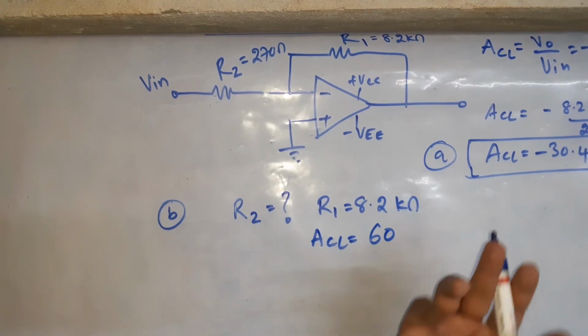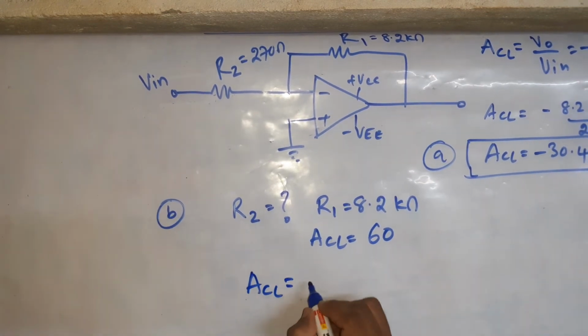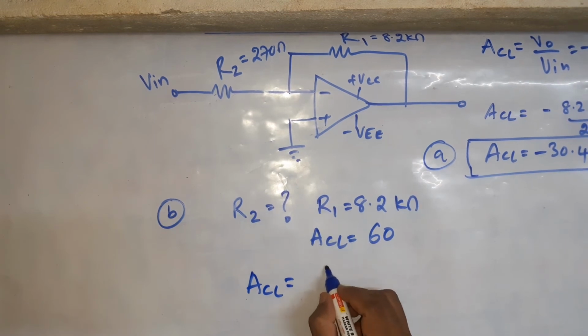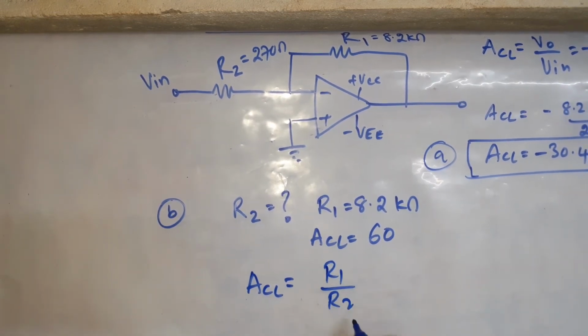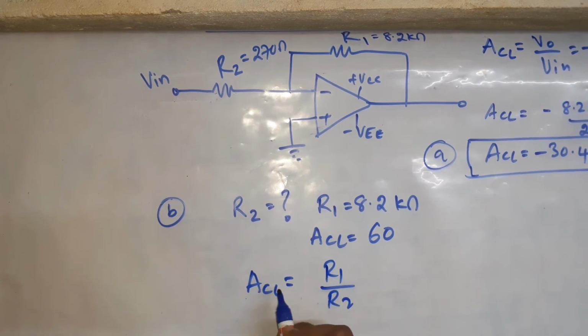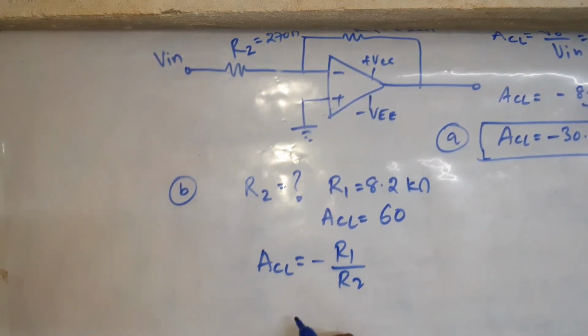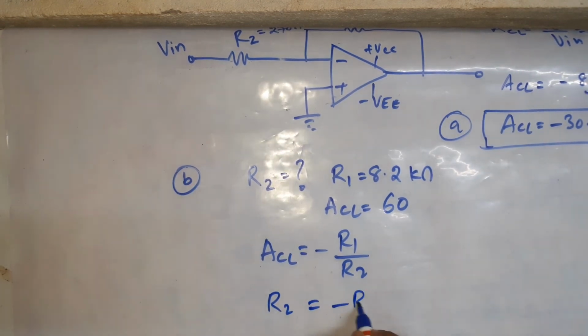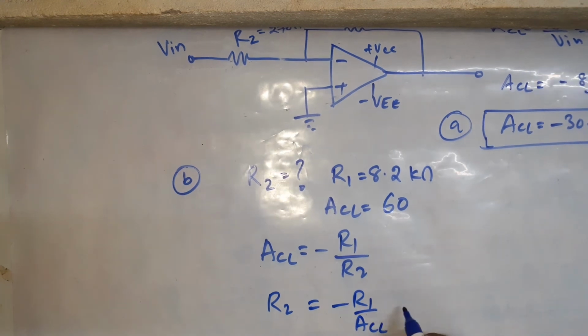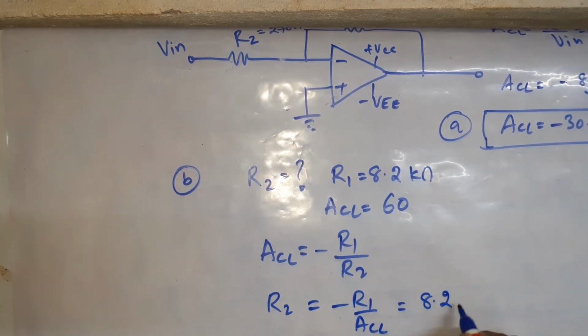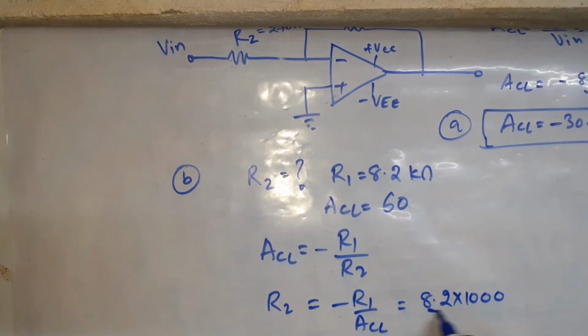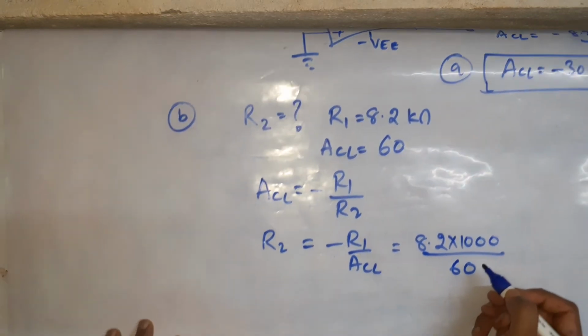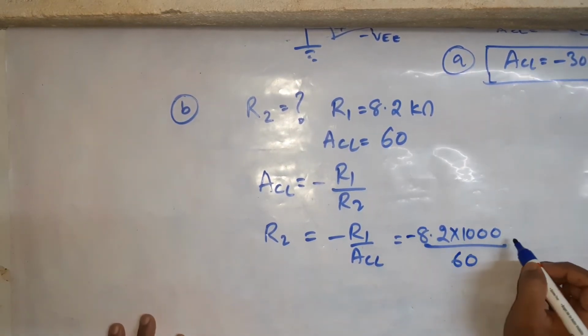Which equation will you use? Yes, the same equation. Once again we have ACL equal to R1 by R2. That is RF by R1, but here it is R1 by R2. You can write minus here. Then I'll take R2 on the left side, so I have R1 by ACL. What is R1? 8.2 into K, divided by ACL, which is 60.